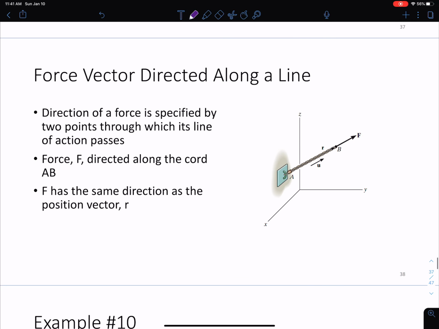So next thing we have is force directed along a line. So just like I can go from point A to point B, I can also use position vector to deal with forces. So F has the same direction as the position vector that I'm using along the line of F, right? If F is directed from A to B, then I can use the position vector from A to B to help us with the force, right? And I also know that that unit vector is going in the same direction. So F has some unit vector in that direction, okay?